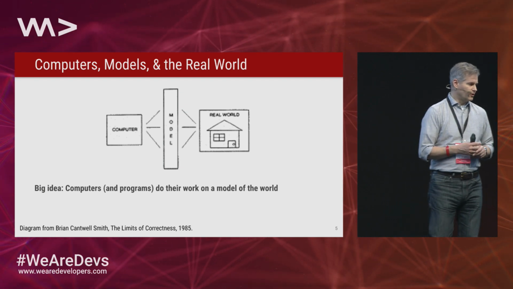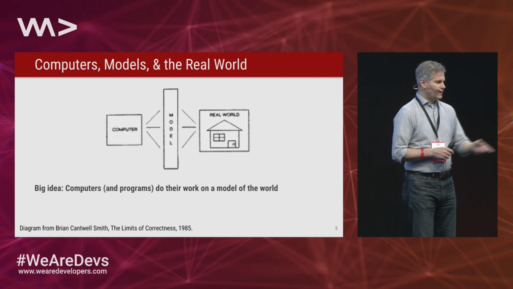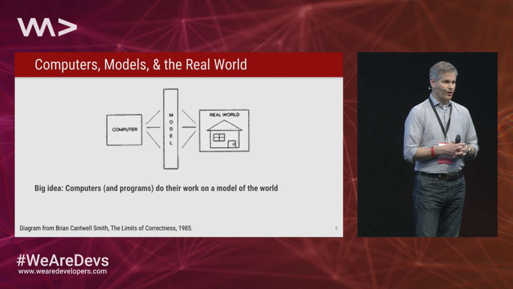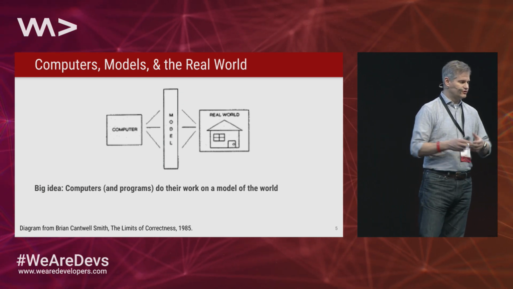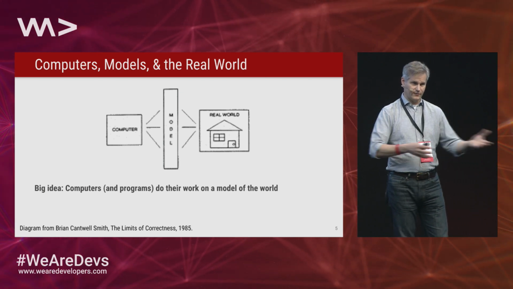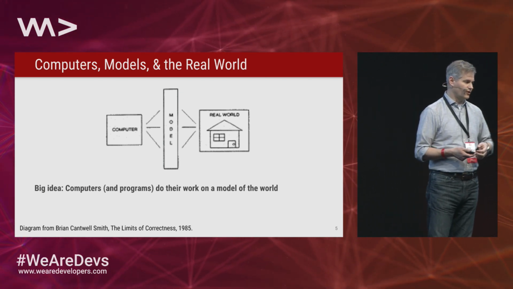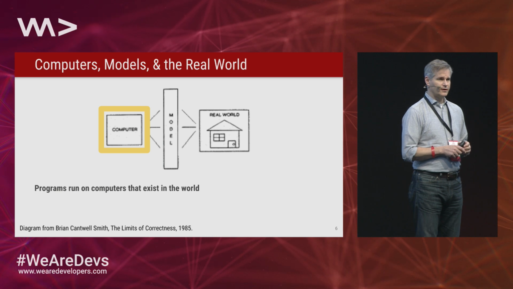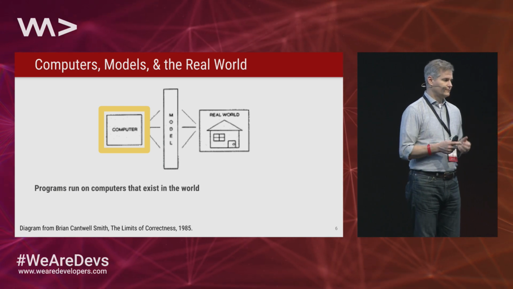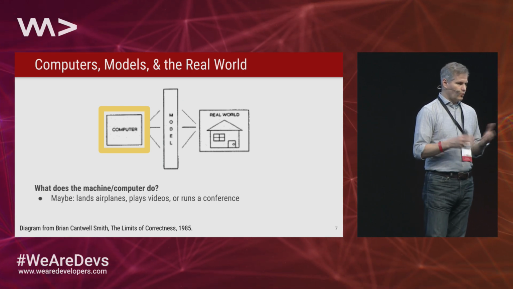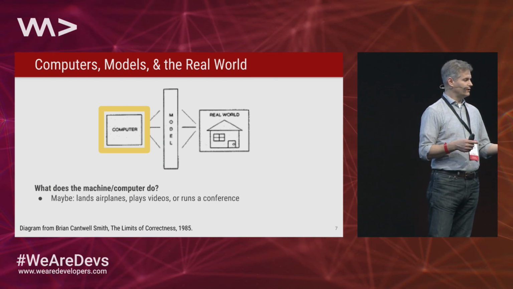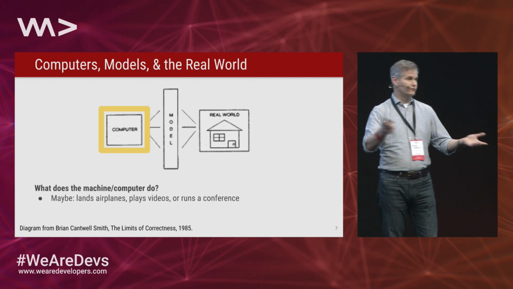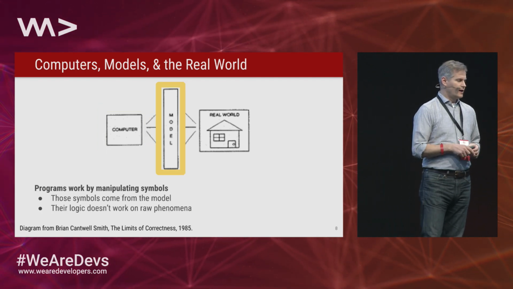So the author of this paper, Brian Cantwell-Smith, he produced this diagram to help us think about it. And what he shows is that the computers don't work on the real world directly. They work on a model that we've created for ourselves. The computer itself is running software. And what is it doing? In our cases, it might be doing pedestrian things. It might be landing airplanes, playing videos, or running this conference.